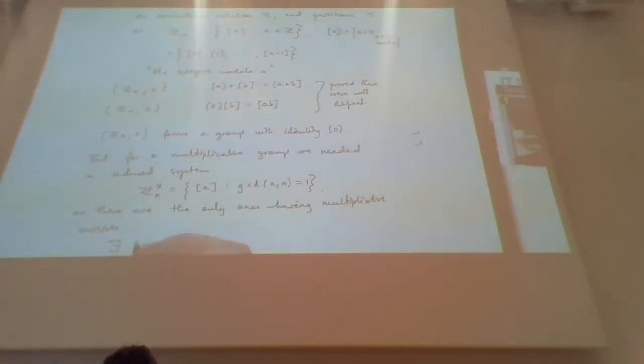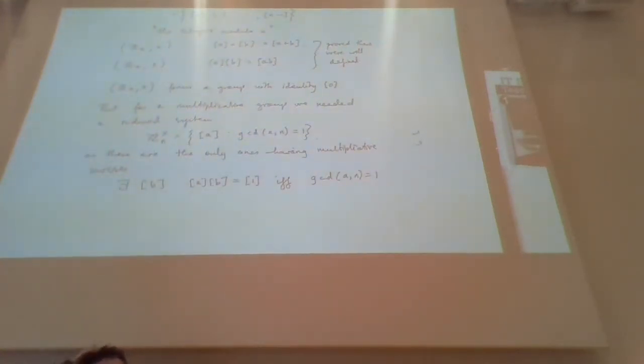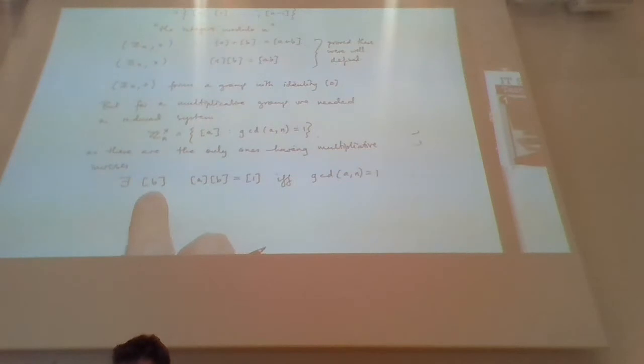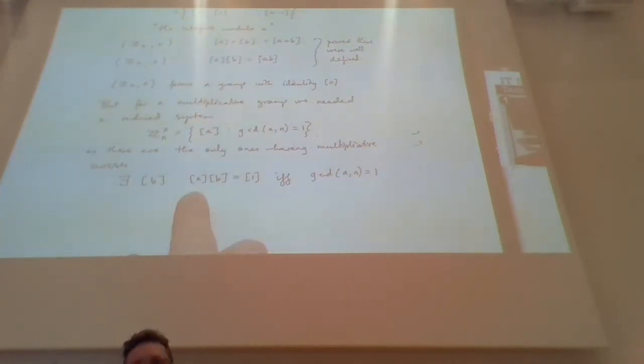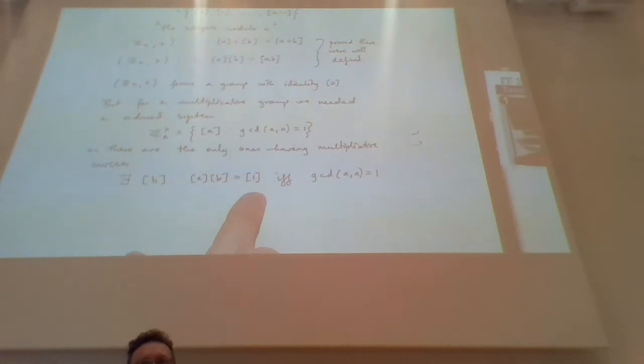Meaning that there exists a congruence class b such that the congruence class of a times the congruence class of b equals the identity element, which is the congruence class of 1, if and only if the GCD of a with n is 1. That's what we proved, and I think that's more or less where we left it last time. We proved there exists a congruence class which is the multiplicative inverse for a, because when you multiply them together, you get 1, the identity element in the multiplicative sense. And that happens if and only if the GCD of a with n is 1.